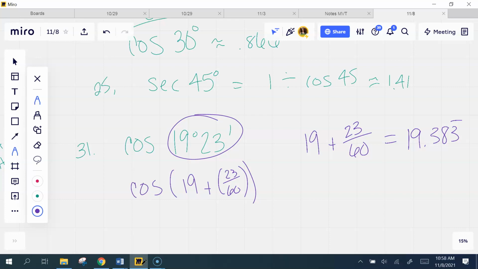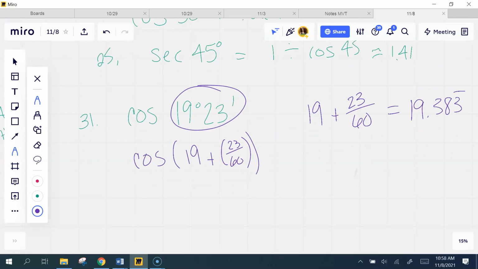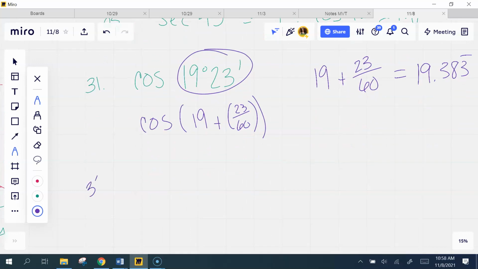Some of them will be in radians. How do you tell it's in radians? The pi. The pi gives it away. 33 is the tangent of pi over 12.